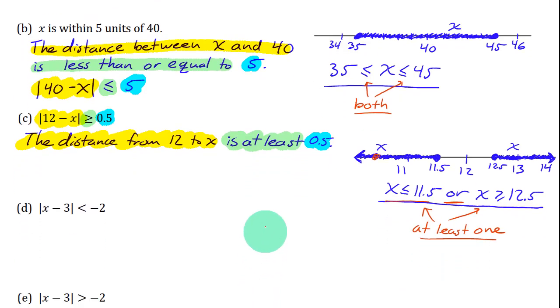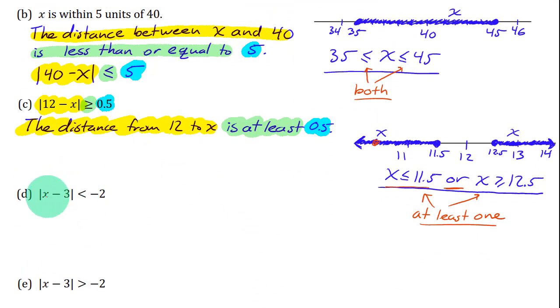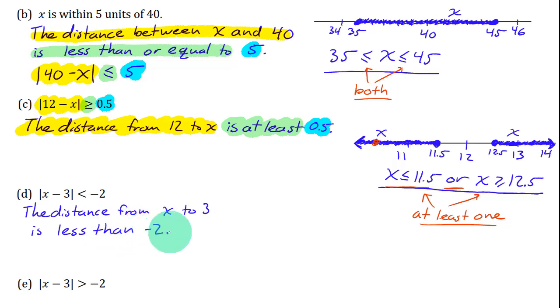Okay, let's keep going. We got some different examples here. So we got another one we're going to try to translate into English. This one is saying the distance from x to 3 is less than -2. So what does that mean?